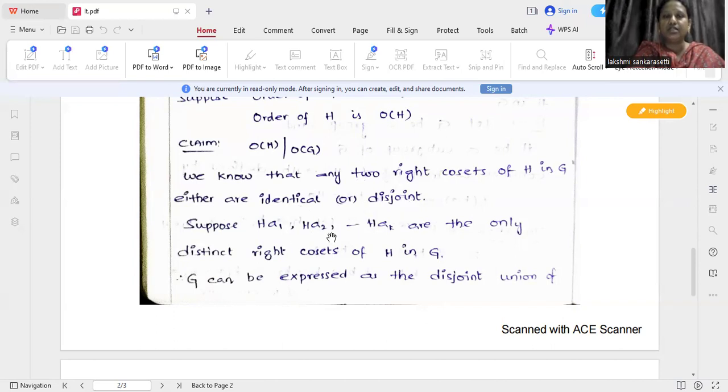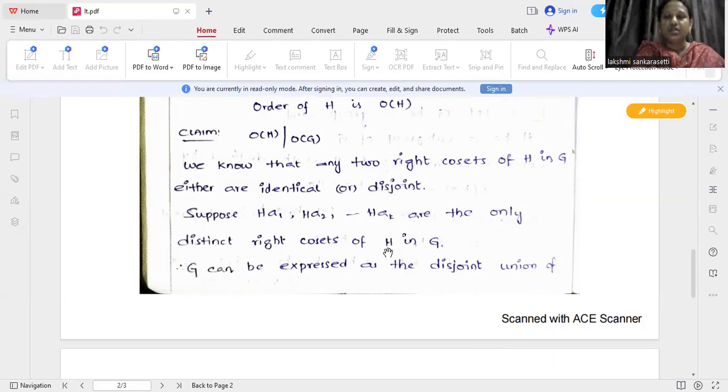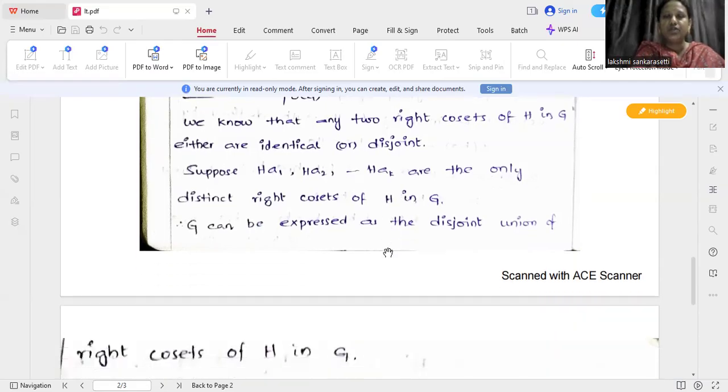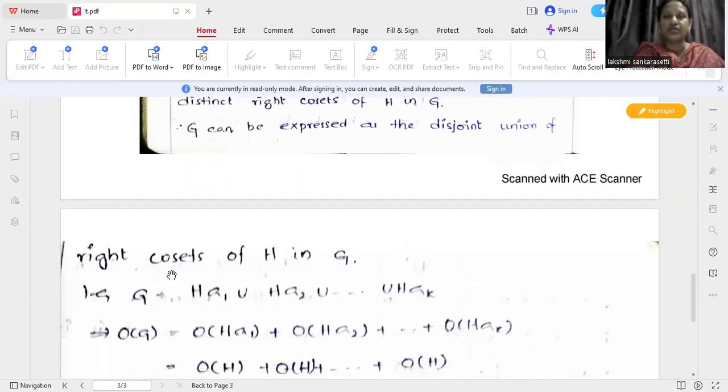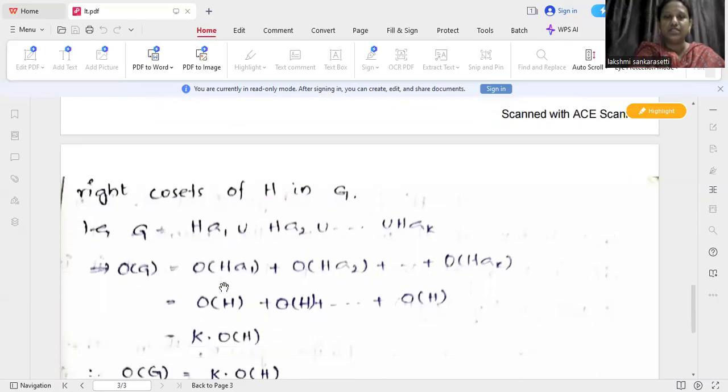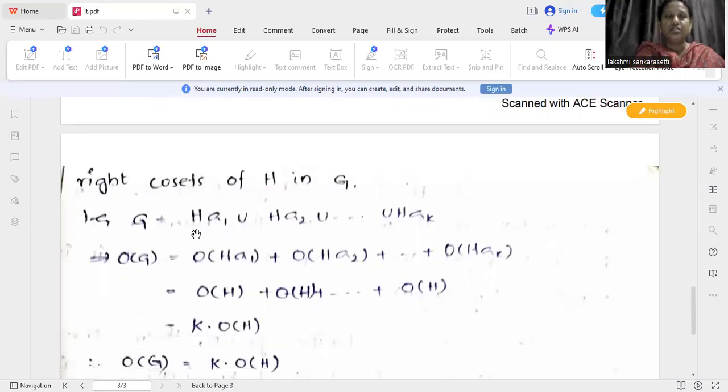So here we are considering Ha1, Ha2, and so on, Hak as the only disjoint right cosets of H in G. Corresponding to these disjoint right cosets of H in G, G can be expressed as the union of all these distinct right cosets. That can be represented as G equals Ha1 union Ha2 union, and so on, union Hak, which is the disjoint union of the right cosets of H in G.